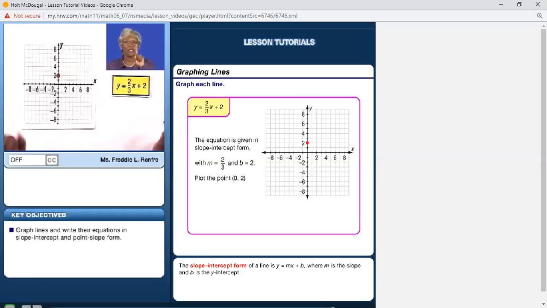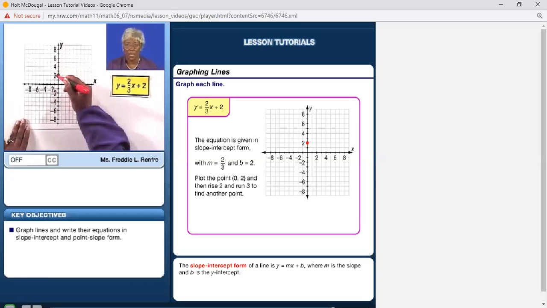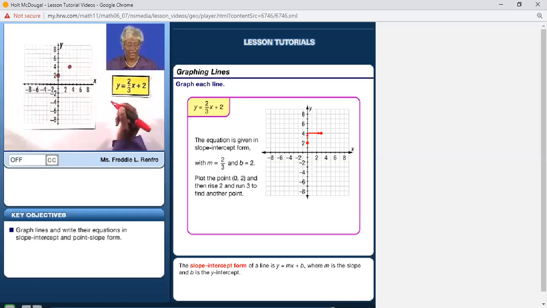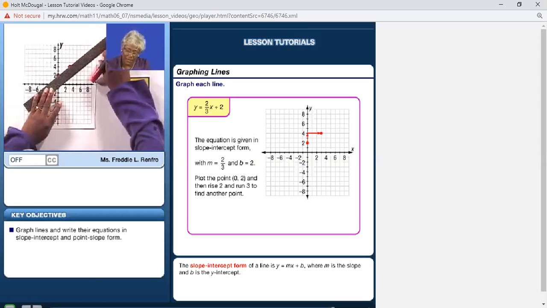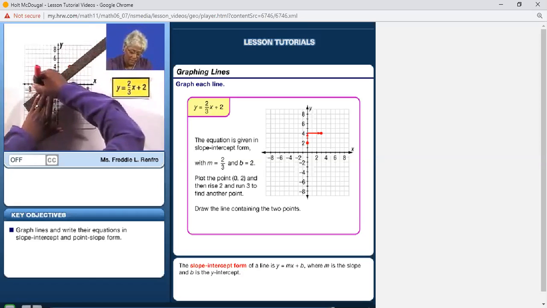Okay. Now we need another point because 2 points determine a line. Since our slope is 2 over 3, remember, rise over run. I'm going to start from my y-intercept. I'm going to rise 2, and I'm going to run 3. 1, 2, 3. I got another point, and it takes 2 points to determine a line. I'm going to graph my line.